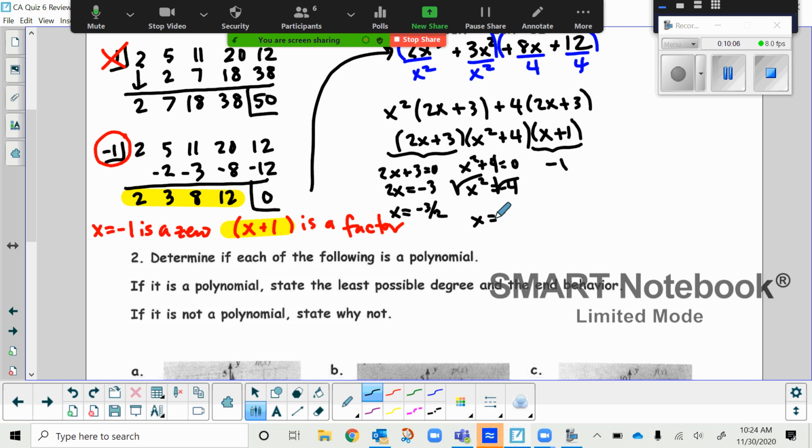Was that you, Arden? Well, the square root's gone, but yes, and then we have 2i, so plus or minus 2i.